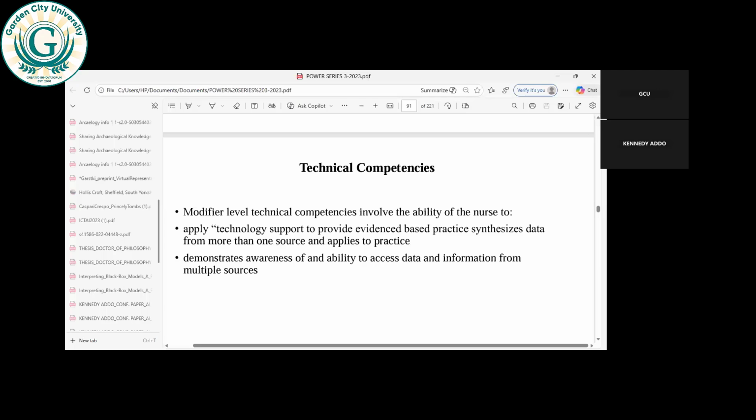Then you also synthesize data from more than one source. It is also very important that you can hone information from different sources altogether. You can open so many things on your desktop and still apply them in decision making. Demonstrate awareness of and ability to access data and information from multiple sources. You should be aware of the sources of information for decision making, and that is just about the intermediate or modifier.